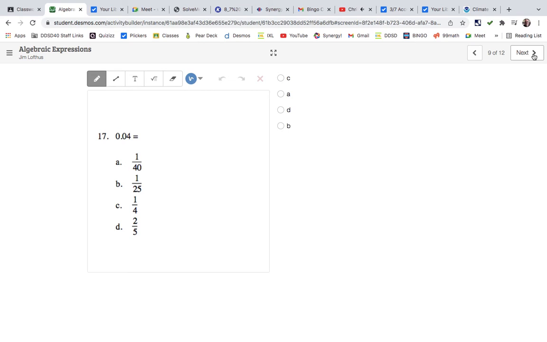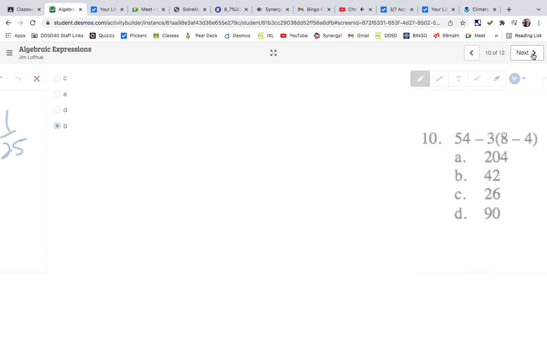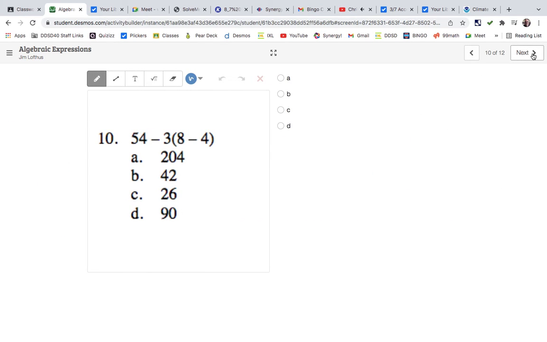If we say this one out loud, 4/100ths, and then we simplify it, it simplifies to 1/25. That's B. This one we're going to do 8 minus 4 first. That's 4. We're going to multiply that times 3, and then take that amount away from 54. So 54 minus 12 is 42. That answer is B.